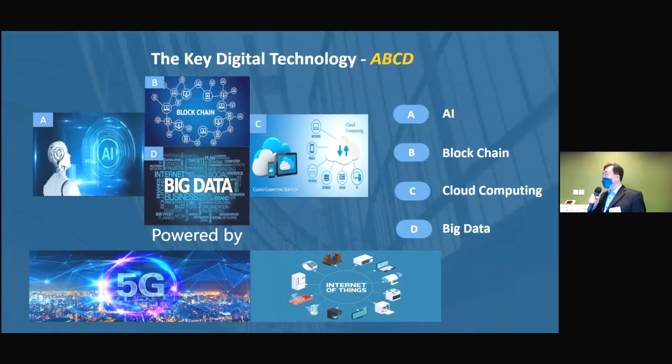So what are the key digital technologies we talk about? Actually, different people can give many different definitions. Here, I try to give you a few very important and fundamental technologies we are using for this program. We call them A, B, C, D. A is AI, B is blockchain. I think you will hear the blockchain sample lecture today. C is cloud computing, D is big data. And all of this is powered by 5G and the Internet of Things. These are becoming so important in today's digital technology.